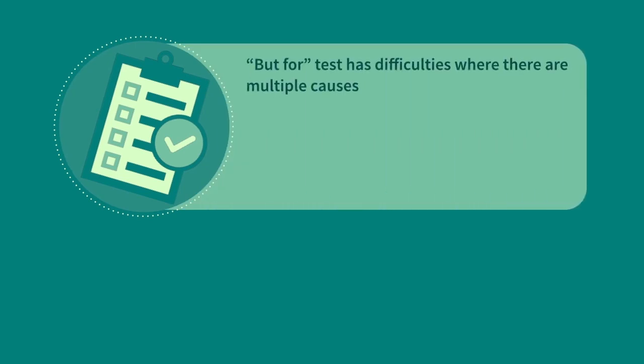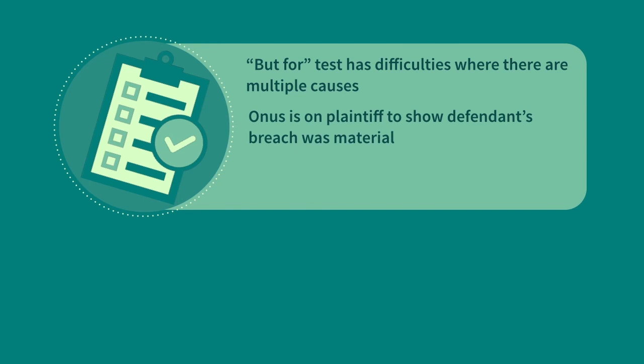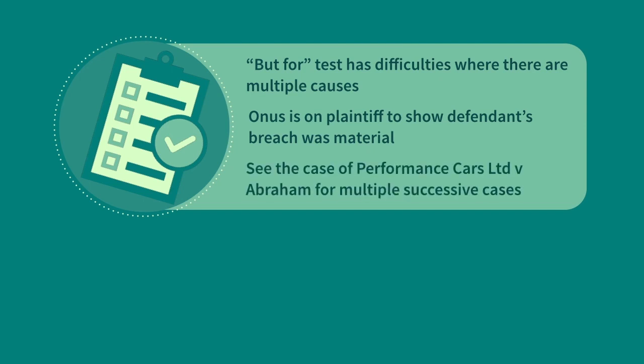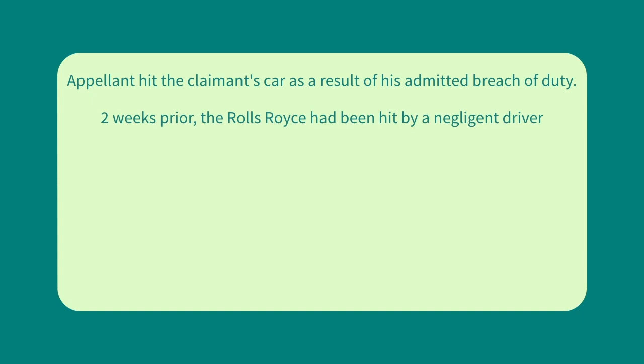In relation to the but-for test, difficulties have arisen where there has been a number of potential causes of the injury or loss. In such a situation, the onus is on the plaintiff to show that the defendant's breach was the material contributory cause of his or her injury. The case of Performance Cars Limited v. Abraham is a useful example here. Here, the appellant hit the claimant's car, a Silver Cloud Rolls-Royce, as a result of his admitted breach of duty. 2 weeks prior to this incident, the Rolls-Royce had been in a previous accident, whereby another negligent driver had hit the car. As a result of the previous incident, the car required a respray.